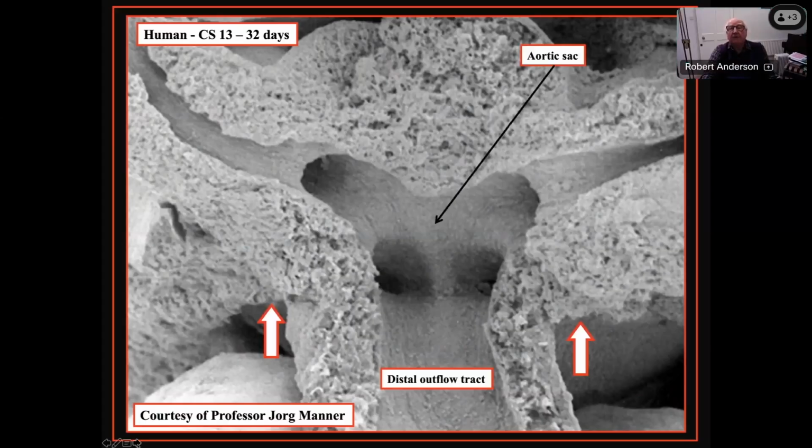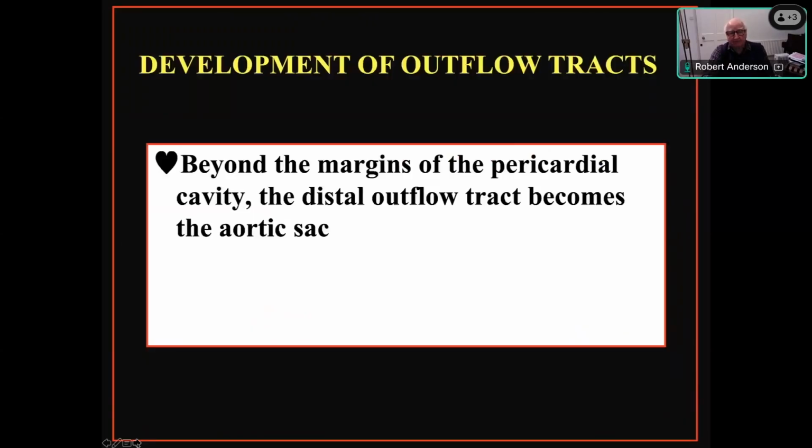And I have shared with you already the changes that take place in the aortic sac. We'll consider that again when later we discuss vascular rings and slings. But at this stage, I want to specifically concentrate on the relationship between the aortic sac and the distal outflow tract.